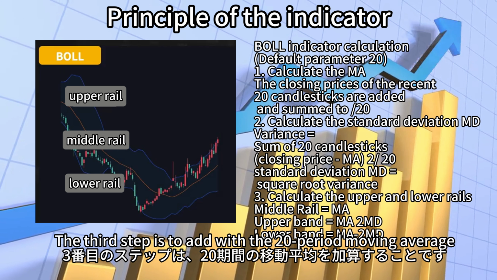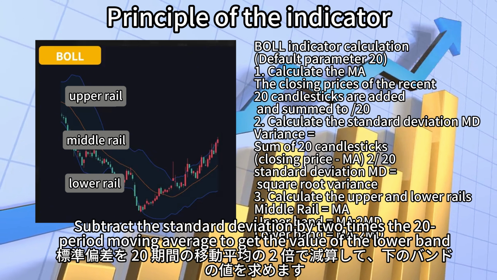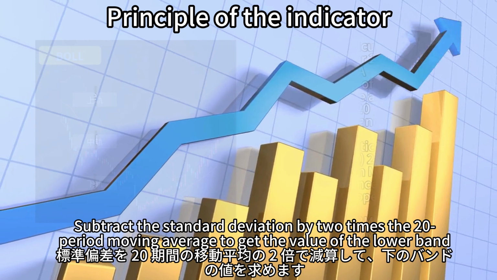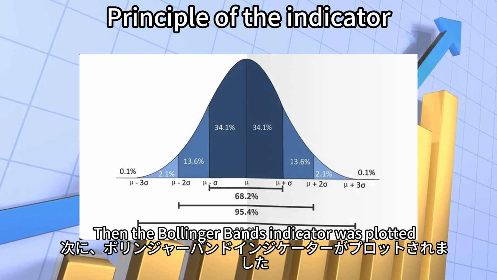The third step is to add 2 times the standard deviation to the 20-period moving average to get the value of the upper band. Subtract 2 times the standard deviation from the 20-period moving average to get the value of the lower band. Then the Bollinger Bands indicator is plotted.